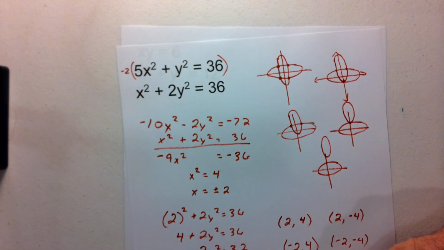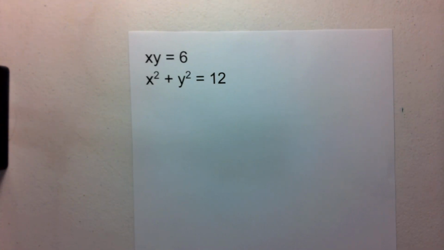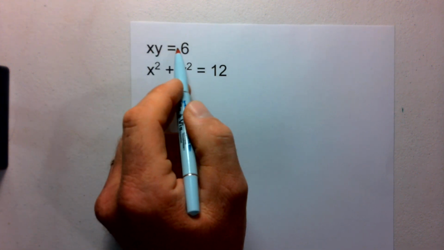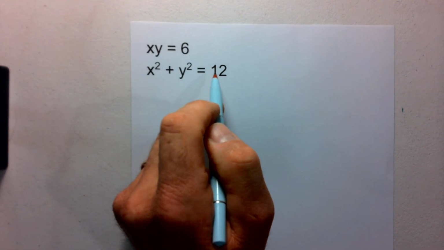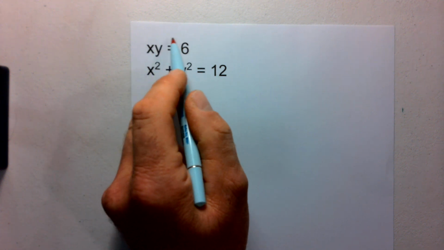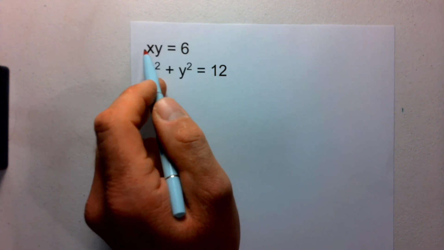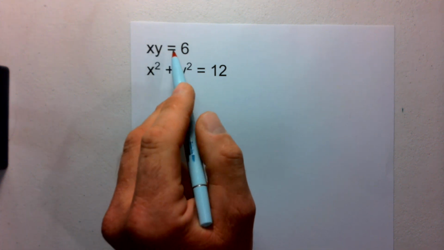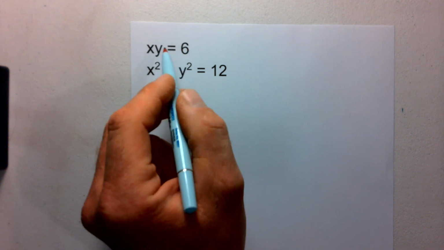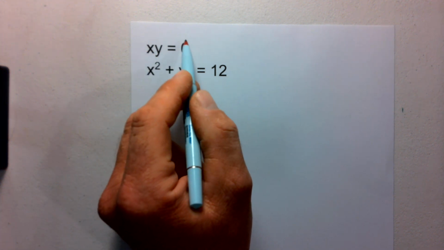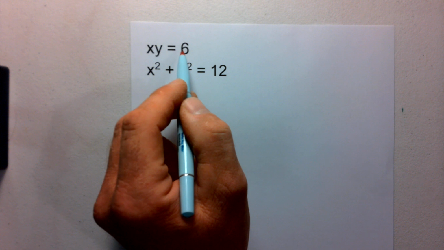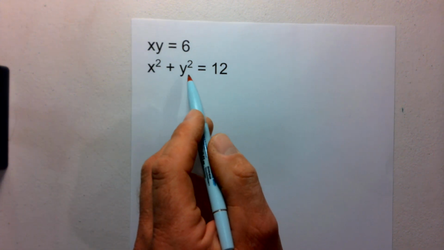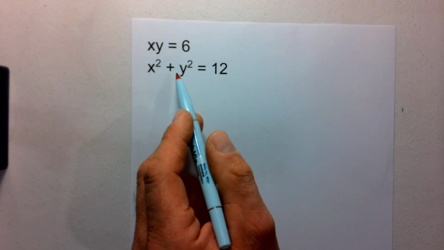I have one more problem to play around with. This one's a little different. Excuse me, a little cough this morning. We have xy equals 6, and we have x squared plus y squared equals 12. This equation we have not worked with at this point yet. This is called a rational equation. The reason is that if we divide by x or y, then we end up with a rational equation. And then we have x squared plus y squared equals 12. That's going to be a circle for us.